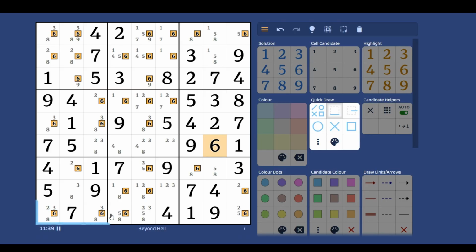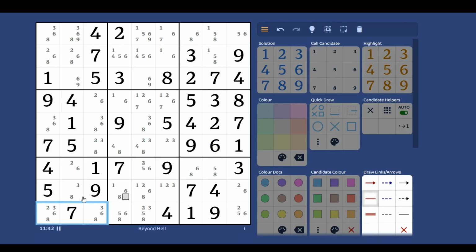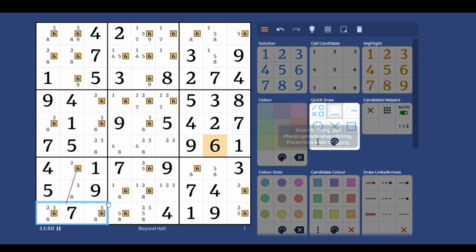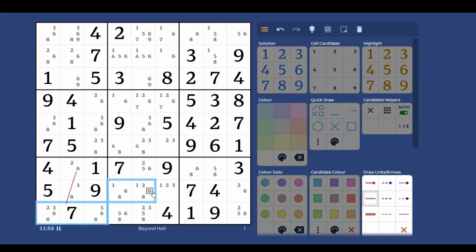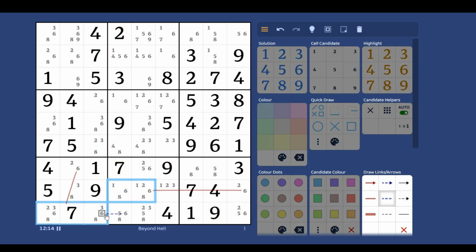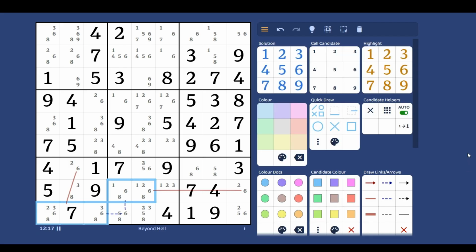First of all, there is a strong link between this group of 2 6s and this individual 6 right here. And then we can also see there's a strong link between this group of 2 6s and then this individual 6 right here. And you might see that both of these groups see this 6 right here, so they're both weakly linked to this 6. So let's go ahead and take a look at what would happen if this 6 was true.